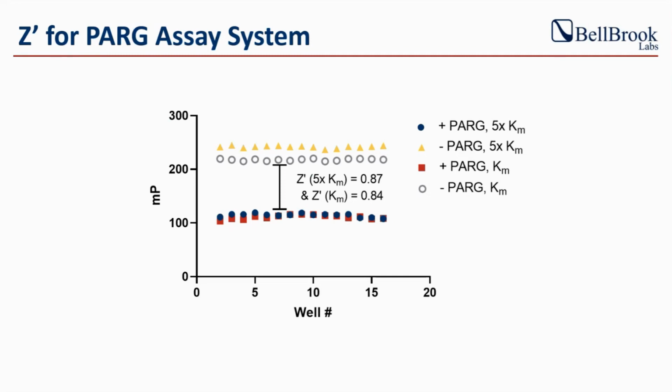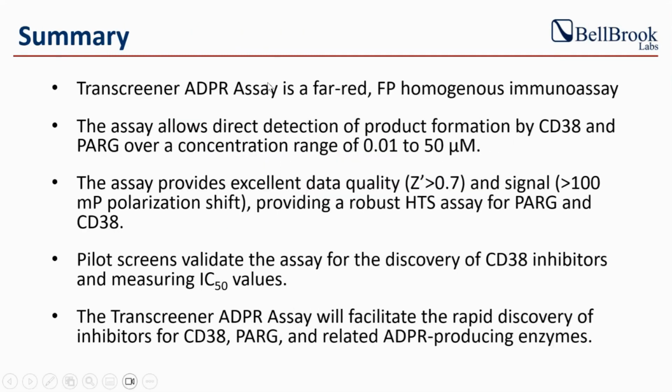And then with that, I would like to go to the summary where I already told you about the ADPR assay. It's a far-red homogeneous assay. It can detect ADPR as low as 10 nanomolar. It can go up to 50 micromolar. And the data quality is excellent. I would say the Z-prime is greater than 0.7 for both assays, and the signal quality is greater than 100 MP polarization shift.